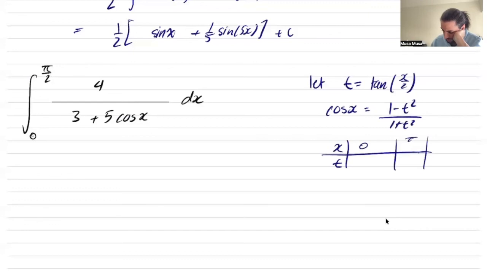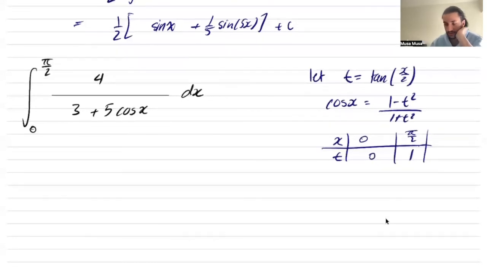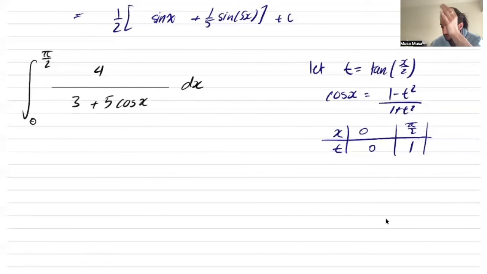0 and pi over 2. When tan of 0 is 0, tan of pi over 2 over 2 is tan of pi over 4, which is 1. So that makes life super easy. Now, what you're definitely not going to do is take this t equals tan of x over 2 and differentiate both sides. So this is a don't.